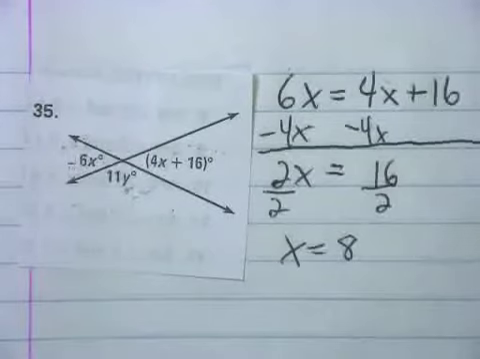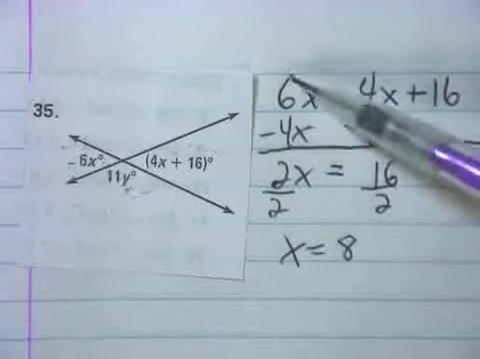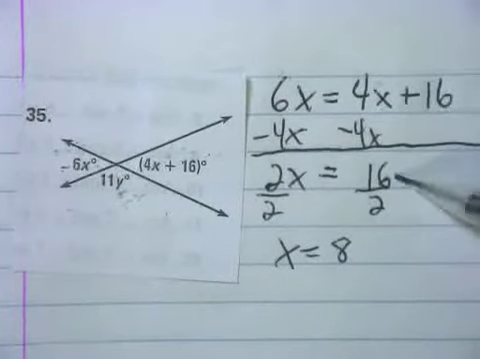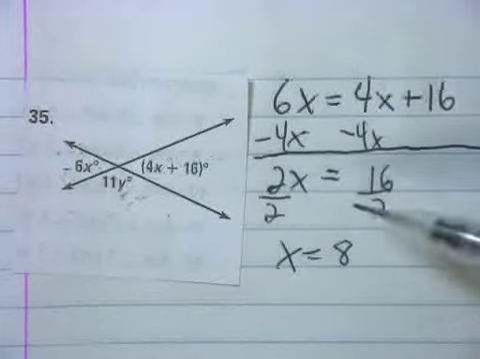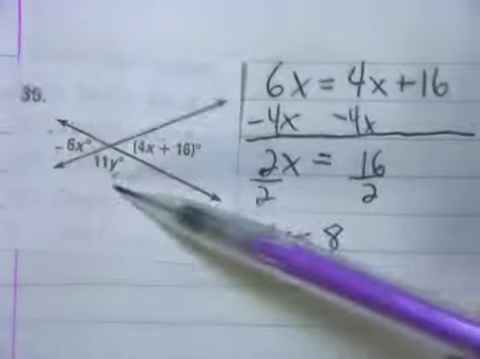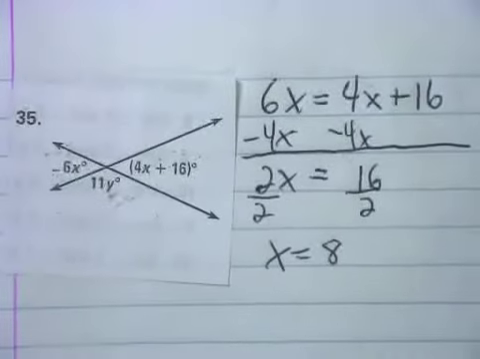Well, that's what I did here. I set them equal to each other because they are congruent. And after that, I just use basic algebra to solve for x. So minus 4x from both sides. So 6x minus 4x is 2x. These cancel out, and the 16 comes down. I divide both sides by 2, and x comes out to be 8.